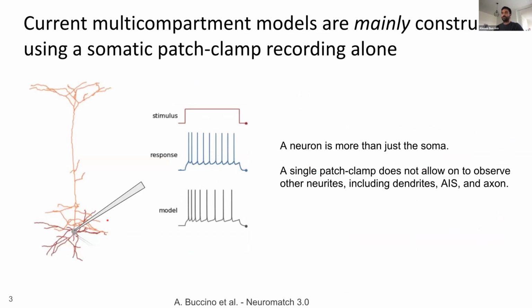These models are usually built from signals from somatic patch clamp. So basically you apply a stimulus, you get a response, and then you try to find a model that fits your responses. But the main problem that I see here is that neurons are more than just the soma, and the two presentations that we heard before actually confirmed that, right? A single patch clamp recording in the somatic region does not allow us to observe other neurites like dendrites or the axon or the axon initial segment, which might be important, and are important, for the physiology of these neurons. So what can we do differently?